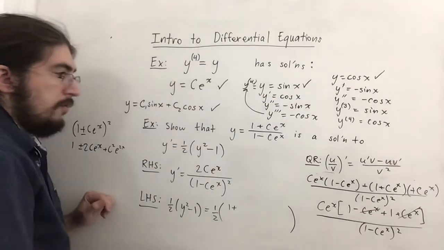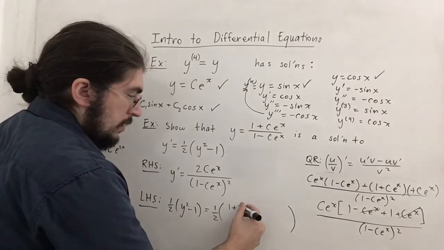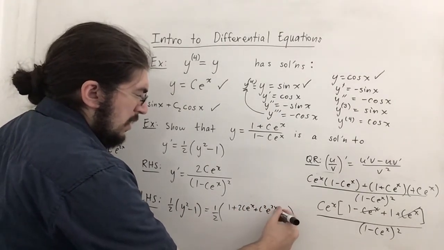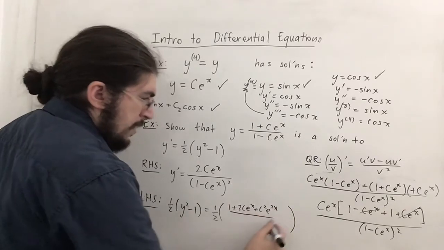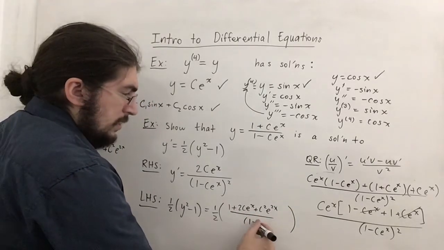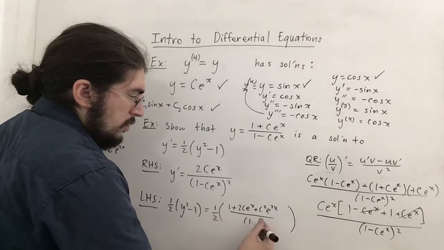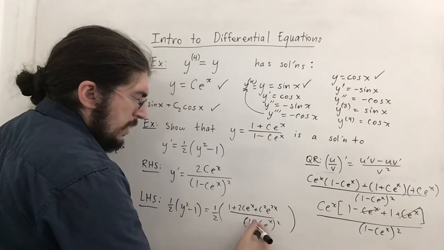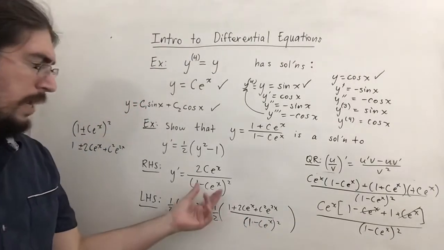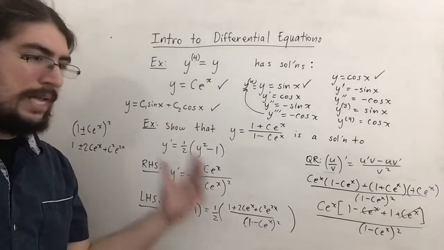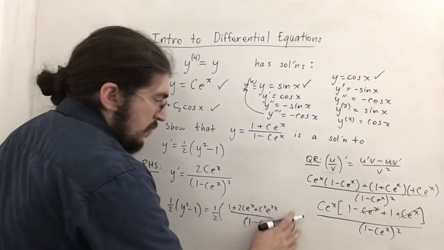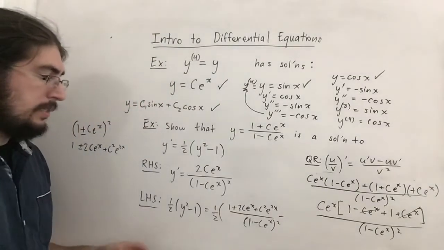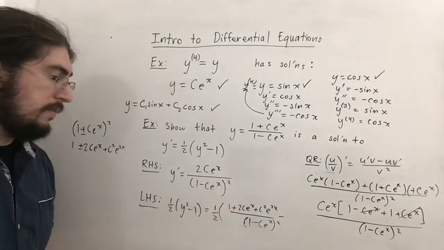Well, let's see. So for the top case, we're going to get 1 plus 2c e to the x plus c squared e to the 2x. For the denominator, I'll actually just leave it as 1 minus c e to the x all squared. And the reason why I'm doing that is because I can kind of tell that we have that here, so I want to compare apples to apples, so to speak. And what I haven't written is this minus 1 part yet. But minus 1 I'm going to actually write as, well, this denominator over itself.